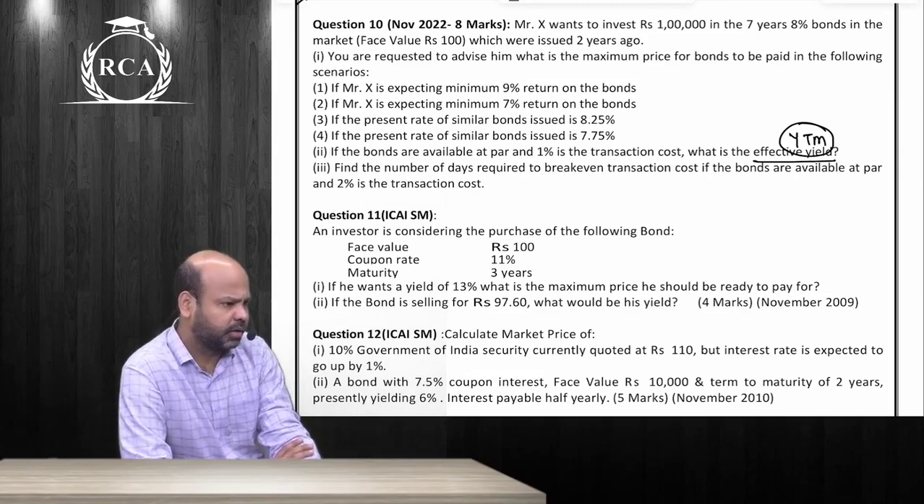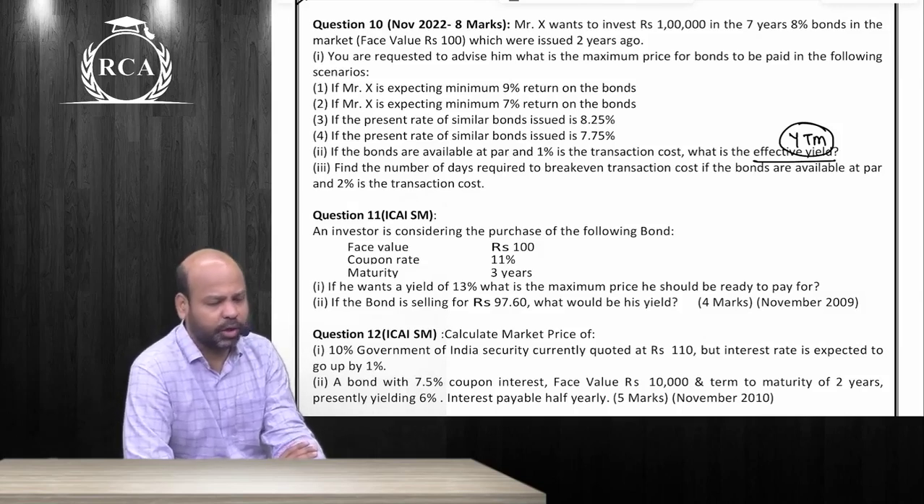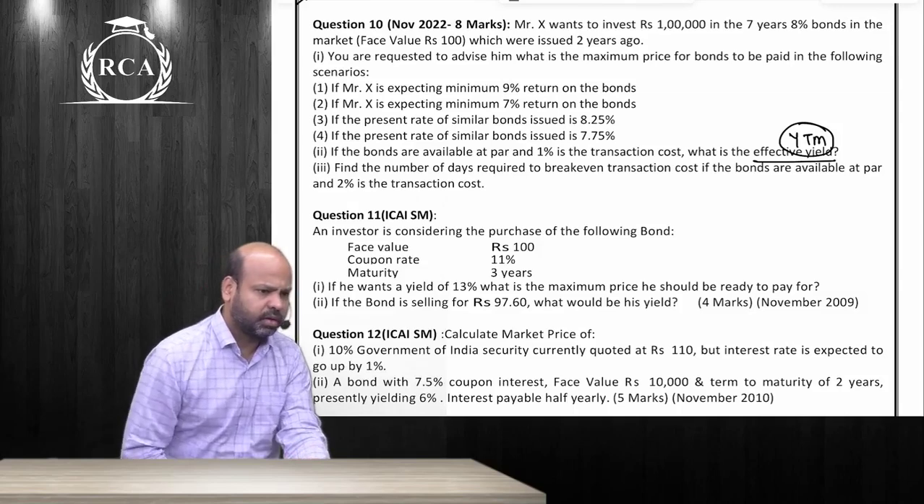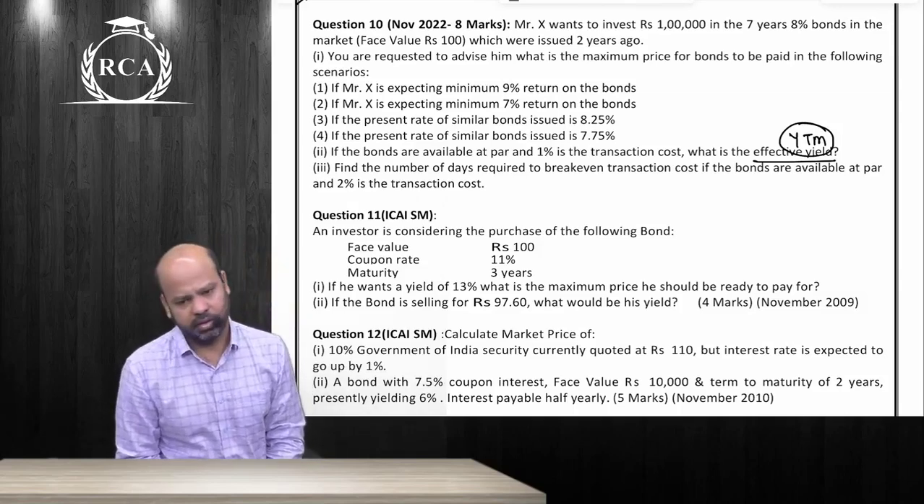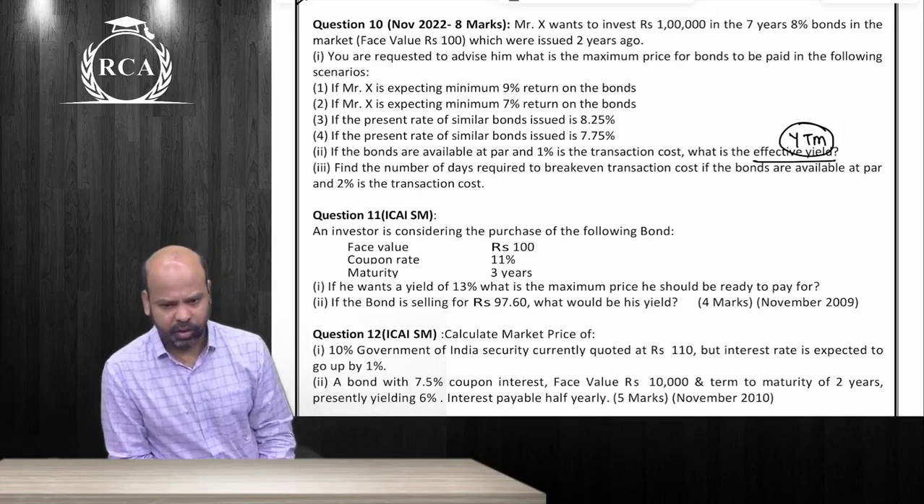92 days only. 91.25 to be specific. So you're on it. Alright, 91.25 is the right answer. Your annual coupon amount is how much? 8 rupees. You will have to recover.